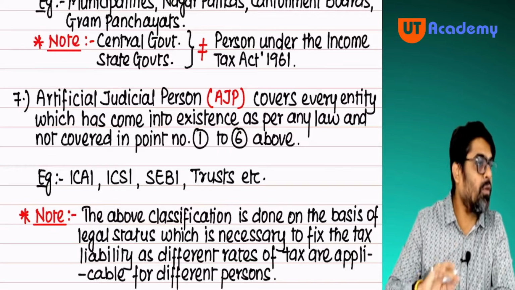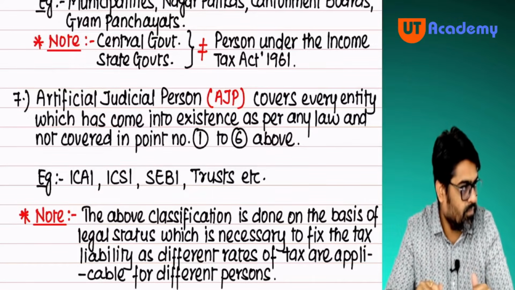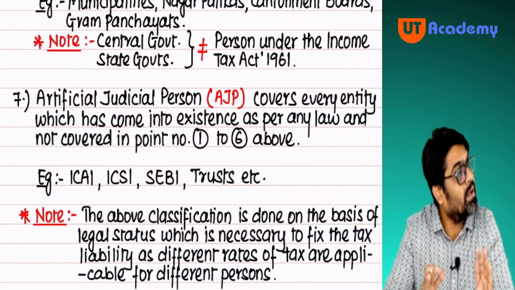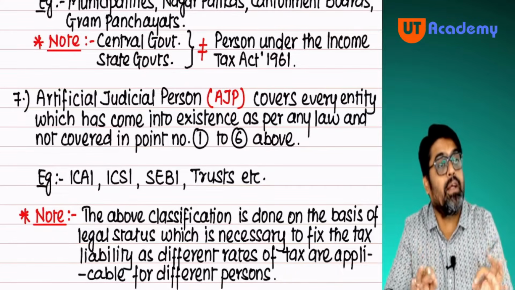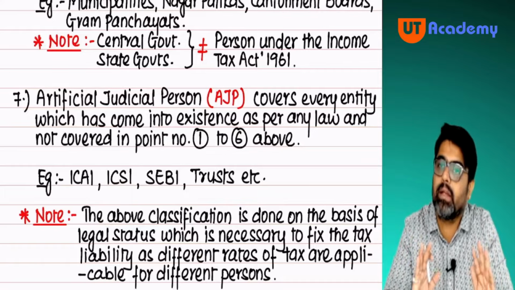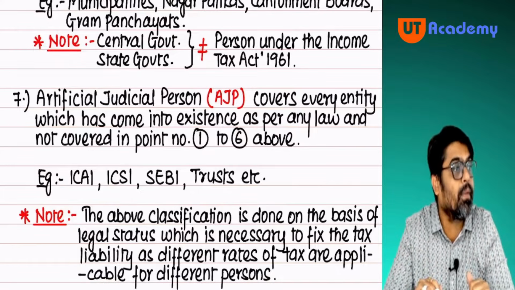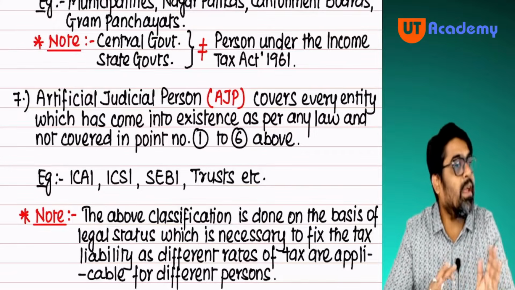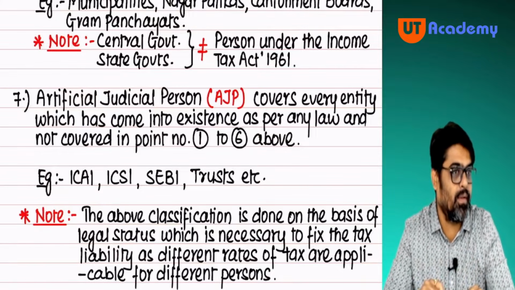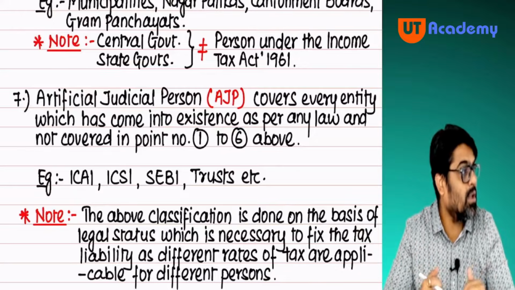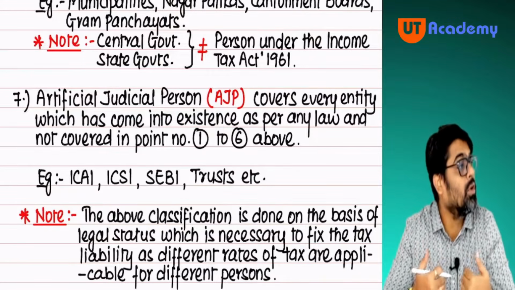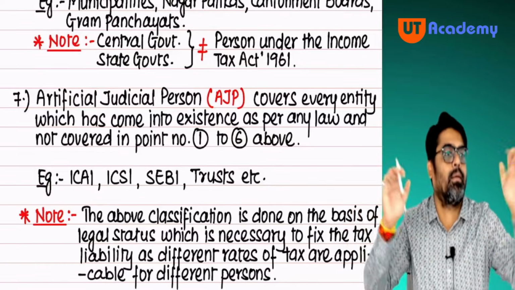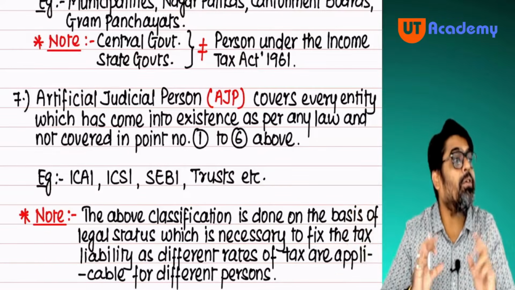Okay. Now, if you see in these 7 categories, whatever entities are given, they are all treated as what? Person, for the purpose of Income Tax Act. Now, why they are treated as person? Because they all have the capacity to earn income. And the lawmaker wants to charge tax on the income earned by everyone, not just individuals.